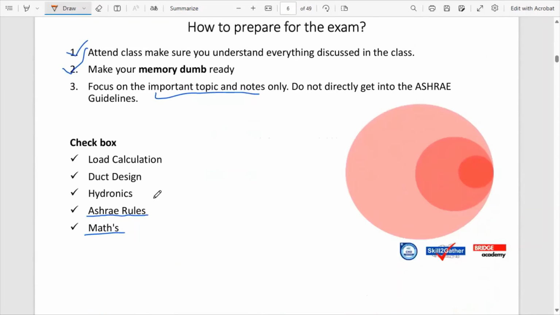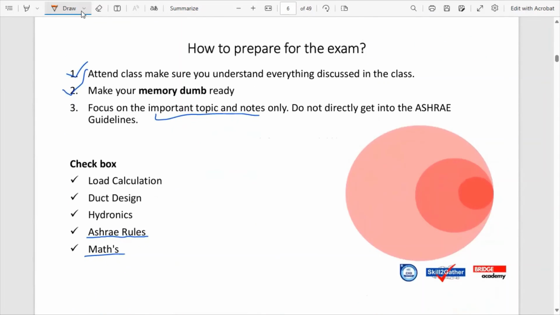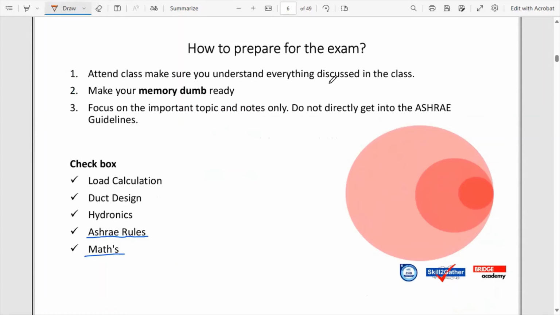How to prepare for the exam? Make sure that you come to class regularly. You don't miss any class. And make sure that you understand all the topics. Make your memory dump ready. Yes, there are certain calculations and formulas that you must memorize for the exam, because it is very difficult without memorization to perform very well in the exam.